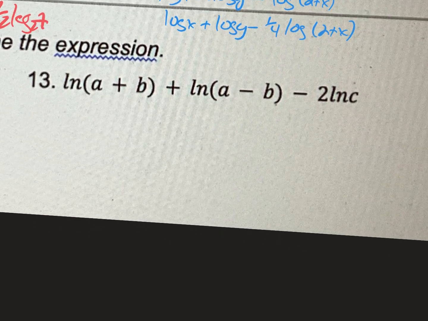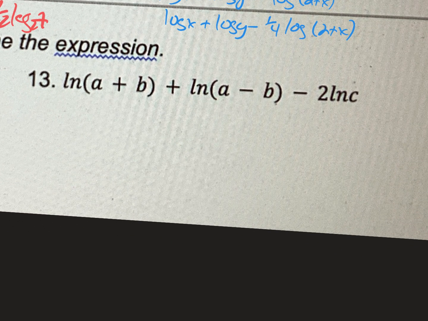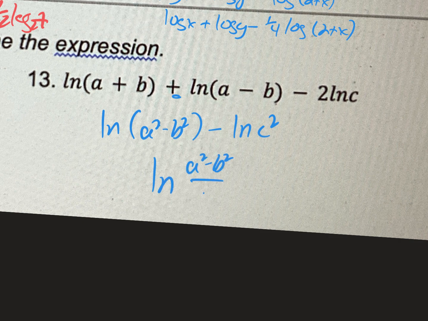13, same kind of deal. The first two have an addition sign. They're conjugates, so I'm going to go ahead and multiply those. If you multiply conjugates, remember, just do FOIL. So that's going to be a squared minus b squared, minus natural log of c squared. Because it's subtraction, to go to one log, I'm going to put a squared minus b squared over c squared. And there's 13.